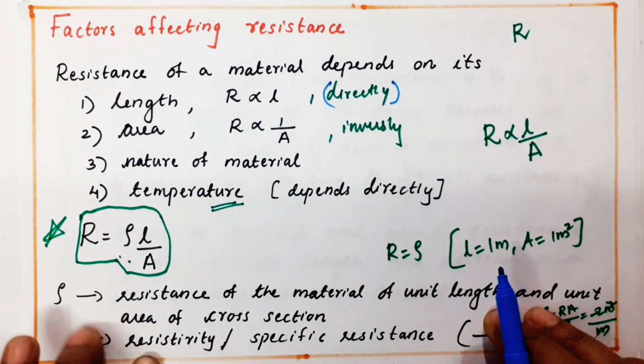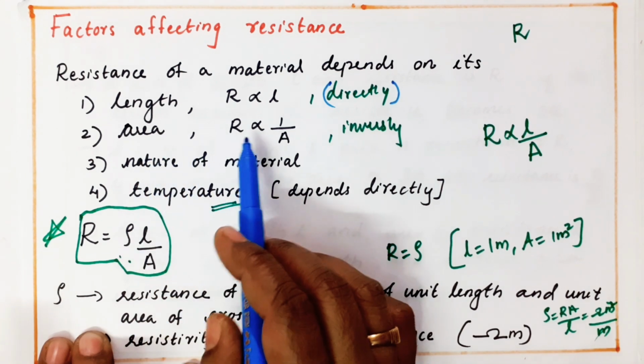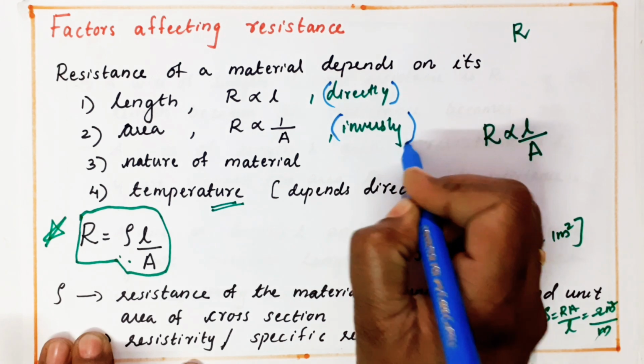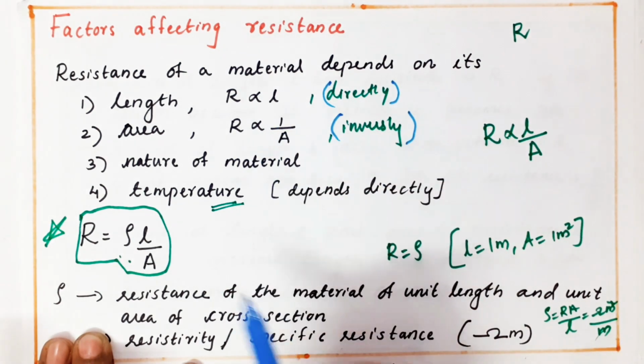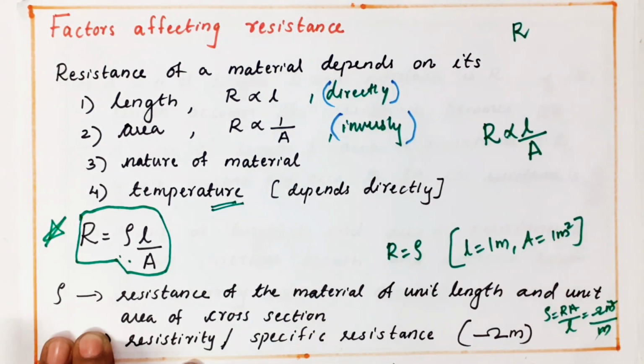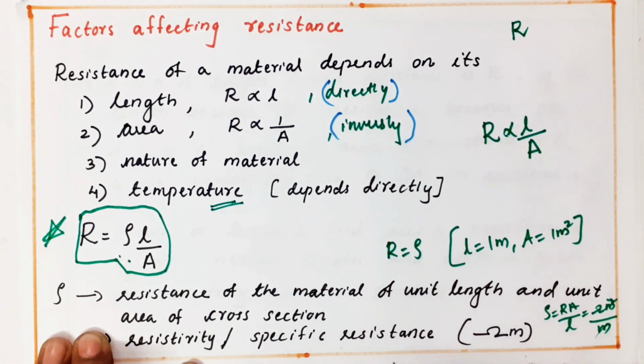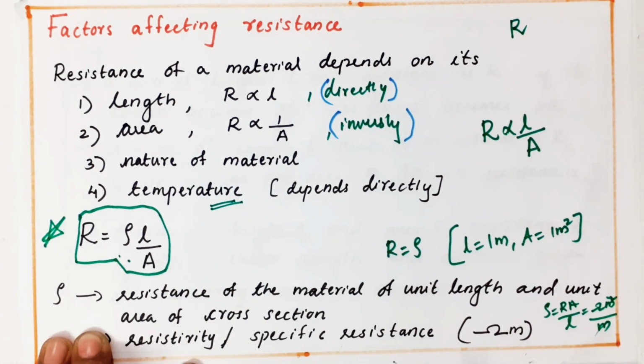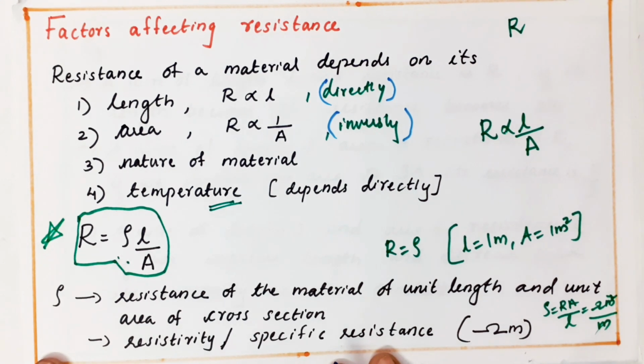But if you see area, the resistance is inversely proportional to area. As I wrote 1 by A, R is inversely proportional to A. It means an inverse relation: as area increases, resistance decreases. Another main thing is it depends on the nature of the material. Another one, it depends upon the temperature. For metals, it is directly proportional.